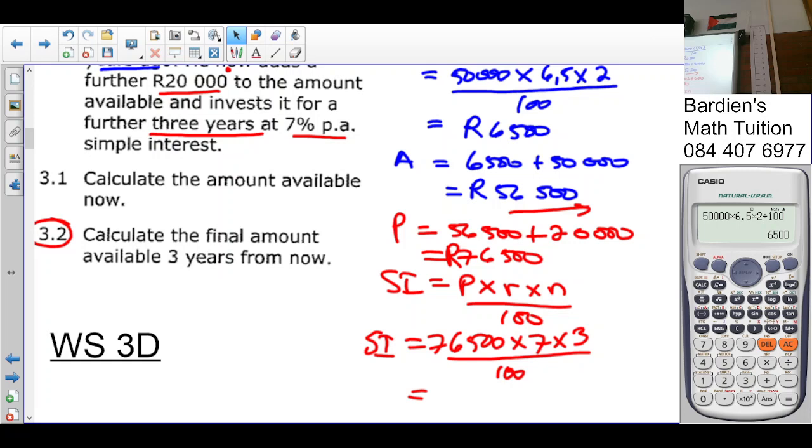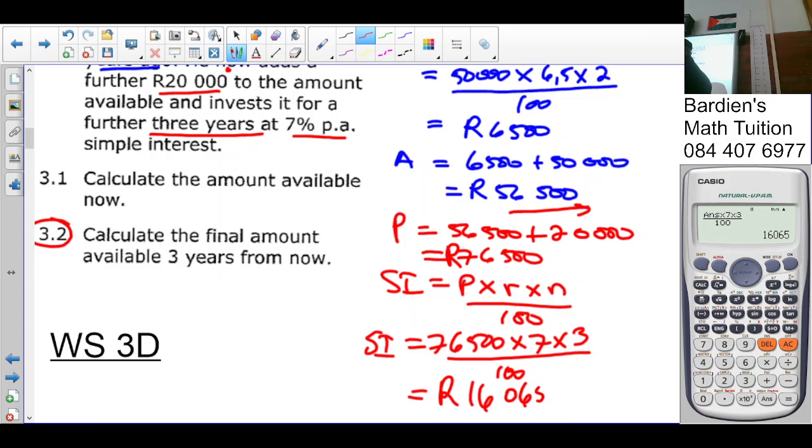So we say the principal, which is the last answer calculated, multiplied by 7, multiplied by 3 over 100. So that's the interest, 16,065 rand. But is that the answer? No, that's only the interest, not so?